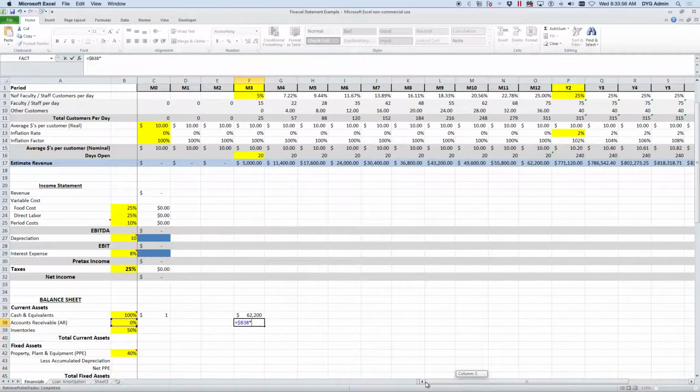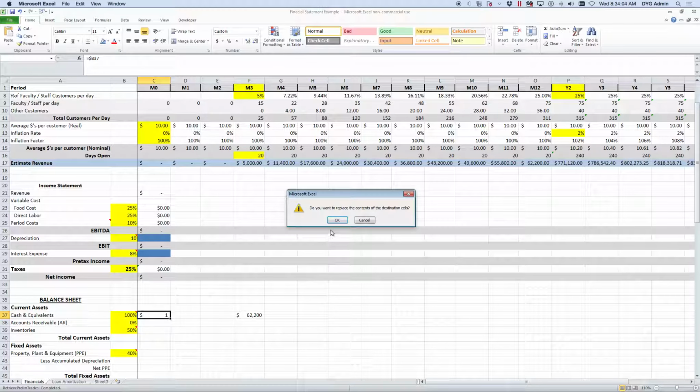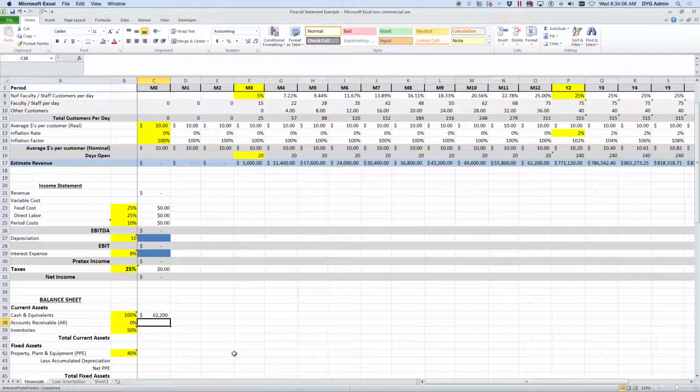I feel like I did a bad thing here. Sometimes when you have this, it is not a good thing when you're hiding columns. So let's do that. Sorry. Then equals 0% times whatever the revenues are. And again, if we decide to have that, we could always bump that up.